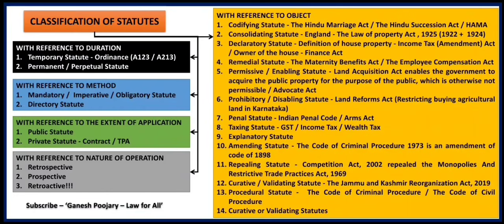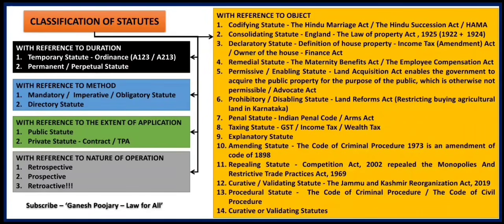The sixth type is opposite to this, which is prohibitory or disabling statute. For example, the Land Reforms Act. In Karnataka, you cannot buy agricultural land if you don't have any agricultural land. Only an agriculturist can buy agricultural land, but now it has been reformed. But that is one example for a prohibitory or disabling statute.